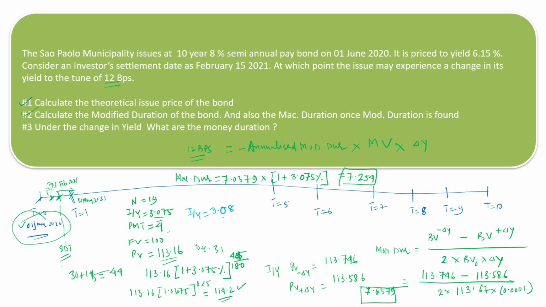So one, we make it as 3.08, and then we make it as 3.07, because understand, 6.15%, if we shock it by 1 basis point, will either become 6.16%, half of which is 3.08%, because it's a semi-annual pay bond, and the other will be 6.14%, half of which is going to be 3.07%.